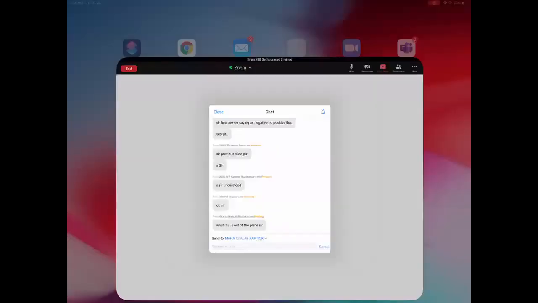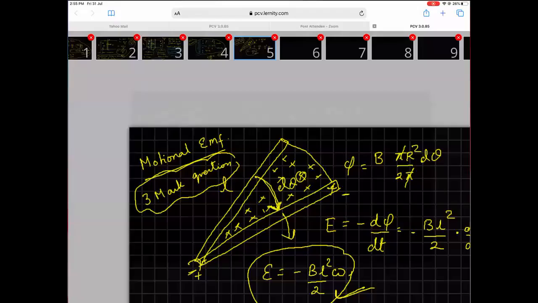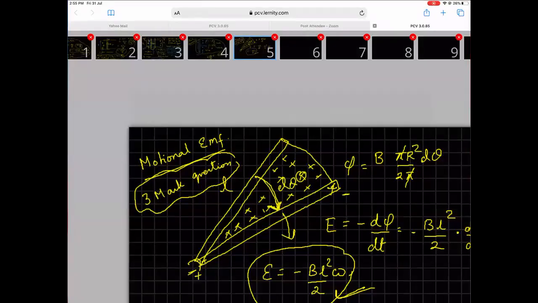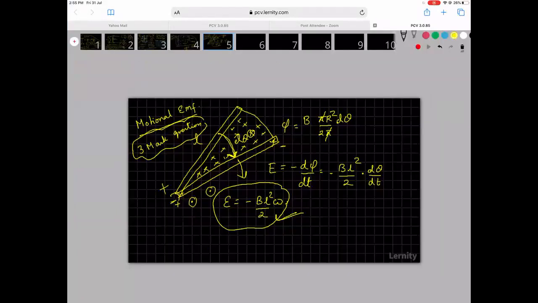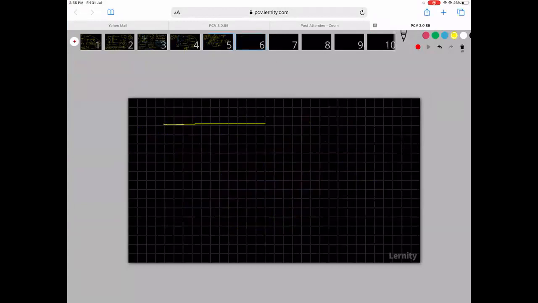If B is out of the plane, then it will be the reverse of it. This will be positive, this will be negative. They'll tell you that in the question. Mostly they tell inside the plane, so I also do it inside the plane. But if B is outside the plane, it will just be the reverse of it. So if B is outside the plane, this is R.